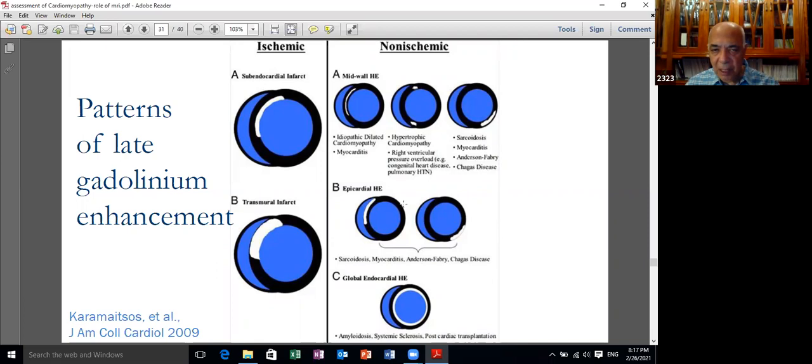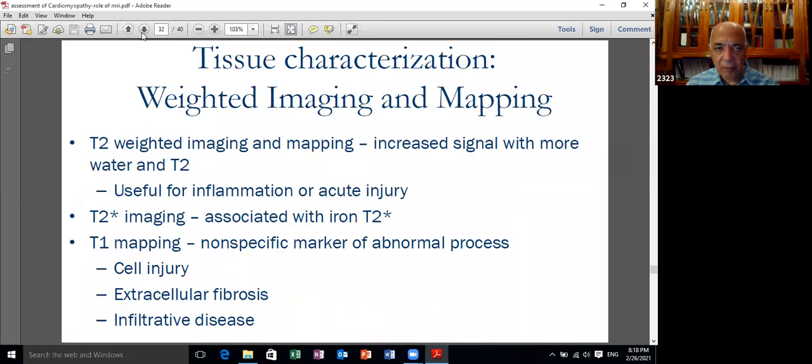A subepicardial based delayed gadolinium enhancement is almost characteristic of myocarditis. It can rarely be encountered in the other three, which are commonly mistaken for myocarditis: sarcoidosis, Fabry, as well as Chagas disease. And the circumferential delayed gadolinium enhancement obviously denotes AL amyloidosis. It can be encountered again post-cardiac transplantation as a sign of rejection or an early sign of rejection, but obviously is not the final arbiter in the diagnosis of rejection.